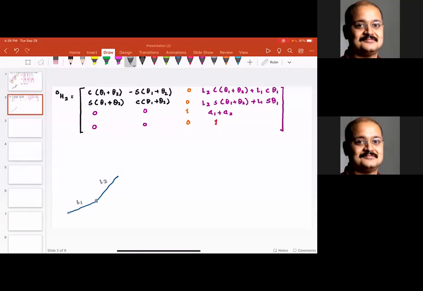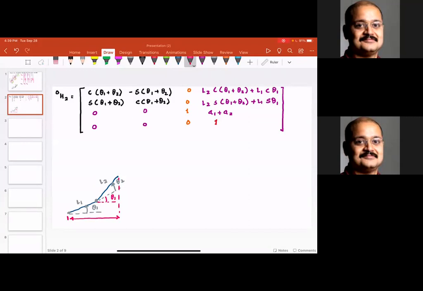So this angle is theta 1. This angle is theta 2. So what that means is the horizontal distance, this distance, please observe, if I were to draw a horizontal line here, this is theta 1. So the horizontal distance is L1 cosine of theta 1 plus L2 cosine of theta 1 plus theta 2.